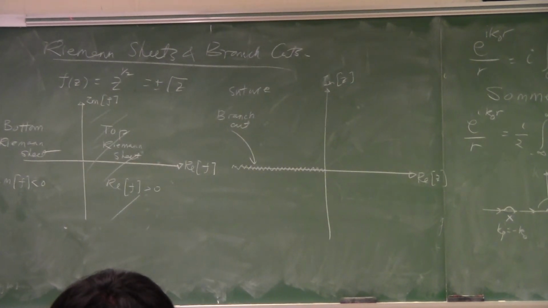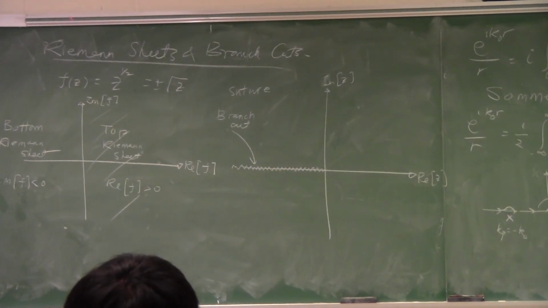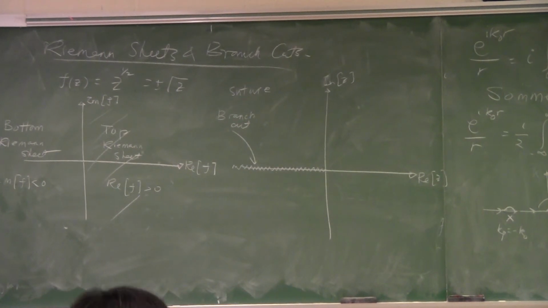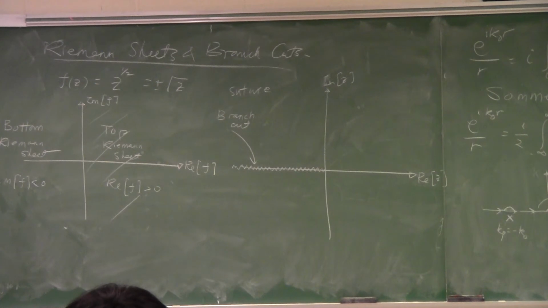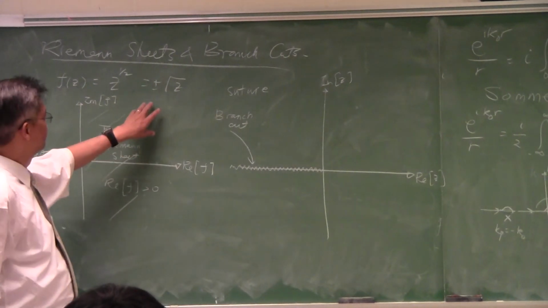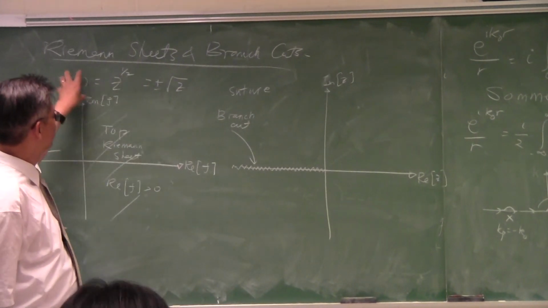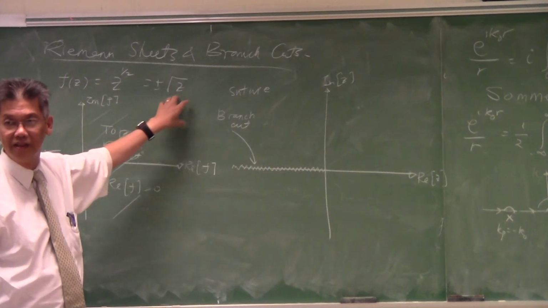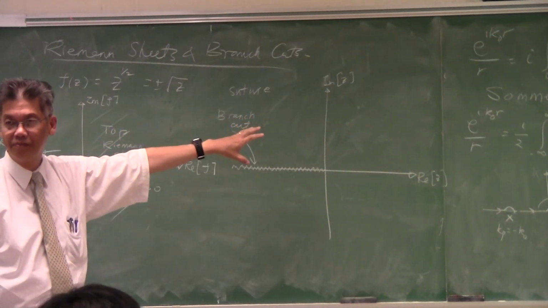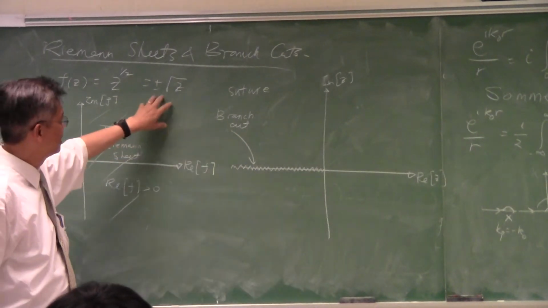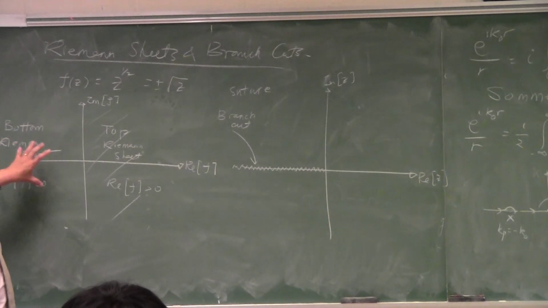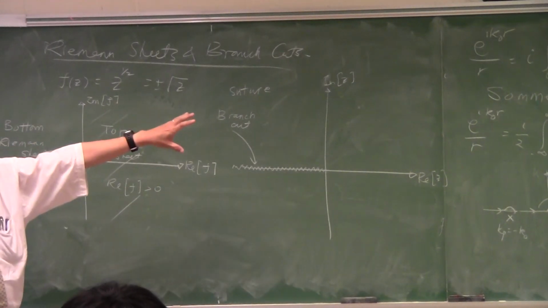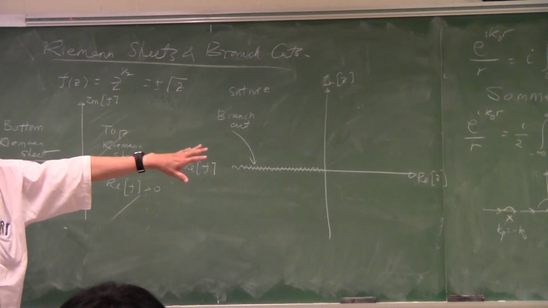I miss nothing now. Then the question is how do I switch between the top sheet and the bottom sheet? That is not a unique thing. How do you define the sheet? I define it so that whenever I take the square root so that the real part of f is larger than 0, that function is mapped to the top sheet. And when the real part of f is less than 0, I assign it to the bottom Riemann sheet. So there are two sheets there.